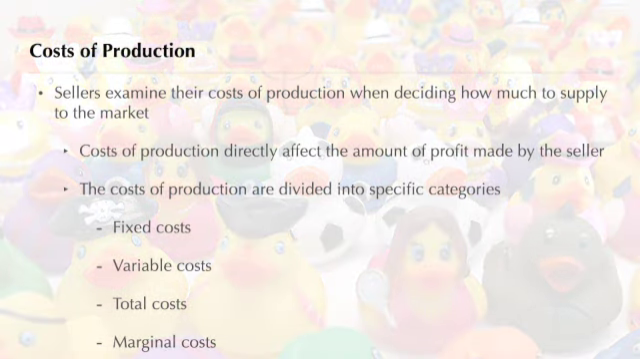Manufacturers must also look at their costs of production when deciding how much to supply to the market. As noted in Part 1, a business's cost of production includes any goods and services used to make a product. Manufacturers are particularly interested in their costs of production because these costs directly affect the amount of profit their business makes. For example, imagine that you start your own lawn mowing service.